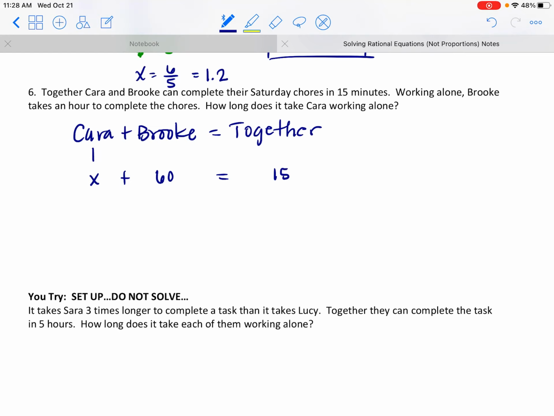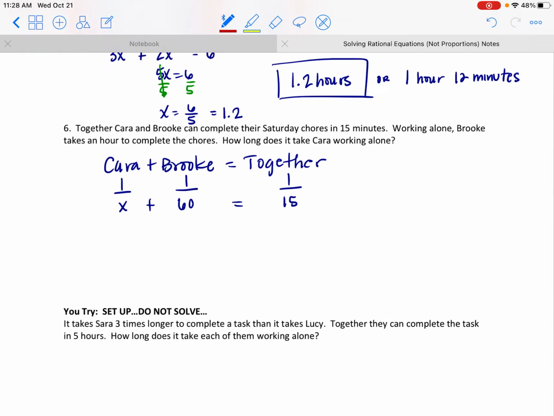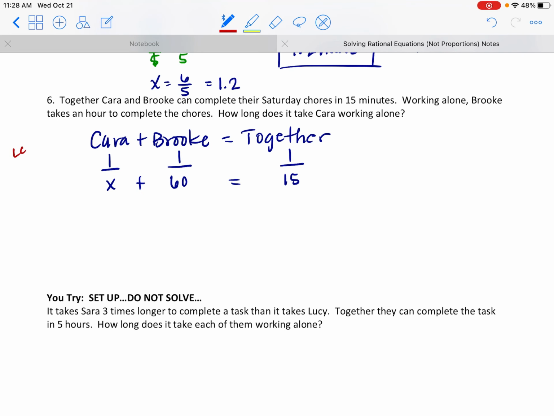So Kara is going to do 1/x of the chores per minute. Brooke is going to do 1/60th of the chores per minute. Together, 1/15th of the chores per minute. And now I can get a common denominator and go about my solving. So common denominator here, we could use 60x, multiply here by 60, multiply here by x, multiply here by 4x, and again 60x, 60x, 60x. All of my denominators match, so now I can solve using my numerators. So 60 there plus x there equal to 4x there.